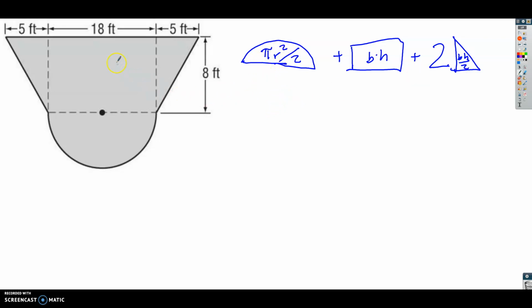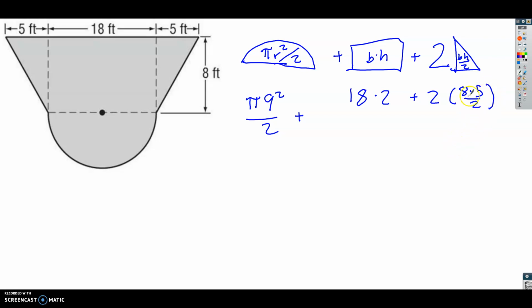So again, I substitute my values in for my formulas. So the radius of this semicircle is going to be half of 18. So that's going to be pi 9 squared over 2. Right. And then here for this rectangle, it has a base of 18 and a height of 8. So it's 18 times 8. And then plus 2 times the height of one of these triangles, which is 8, and then the base, which is 5. So it's going to be 8 times 5 divided by 2.